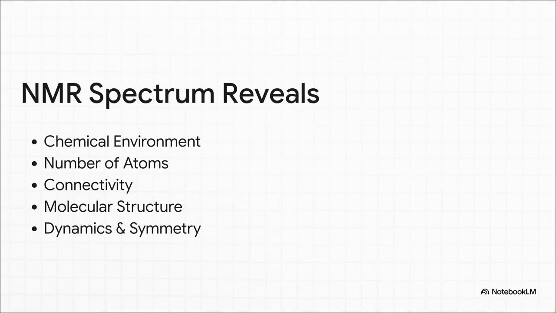Now, a standard NMR spectrum is so much more than just a graph. It's honestly like a highly detailed facial recognition scan for a molecule. It gives us 5 crucial pieces of the puzzle. It starts with the chemical environment, pinpointing exactly where protons or carbons are hanging out. That seamlessly leads to the number of atoms, which we get directly from the area under each peak. Next, we can see the connectivity through peak splitting patterns, like doublets and triplets, showing us exactly which atoms are neighbors. You combine all of that and you get the overall molecular structure, plus some really subtle clues about the molecule's dynamics and symmetry. It's a complete structural fingerprint.